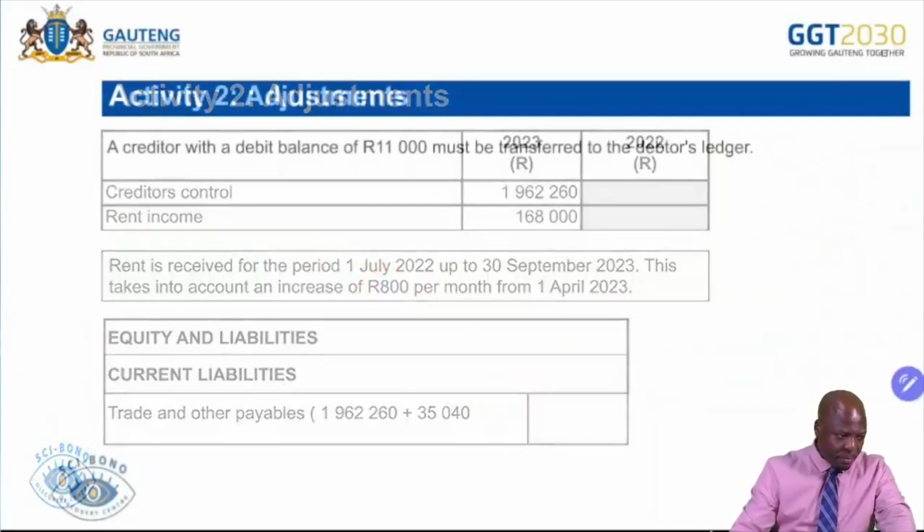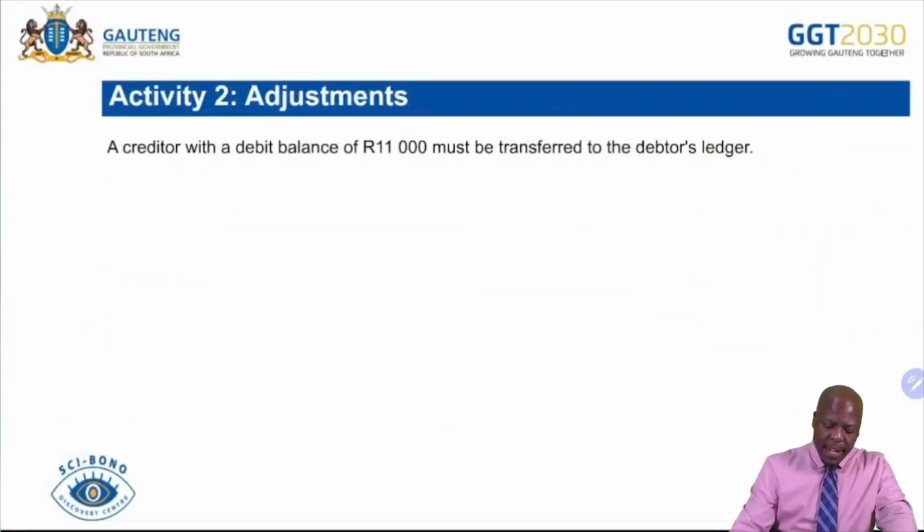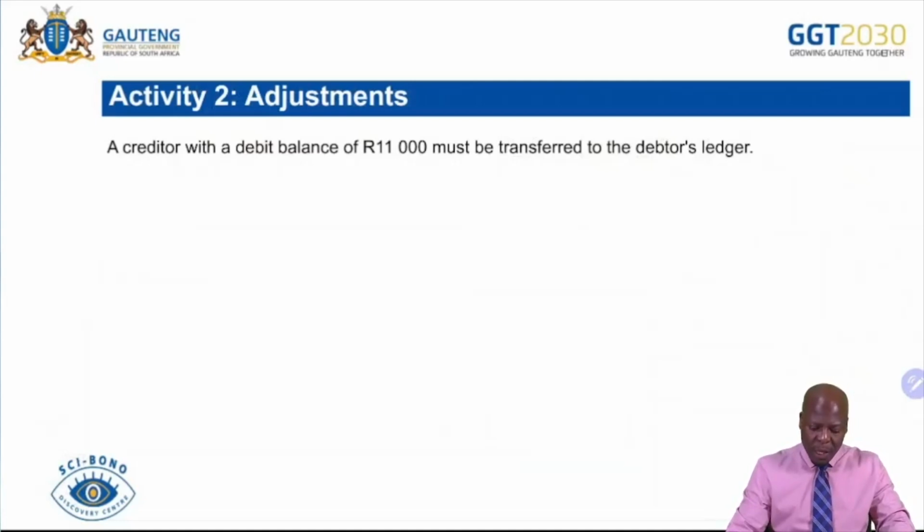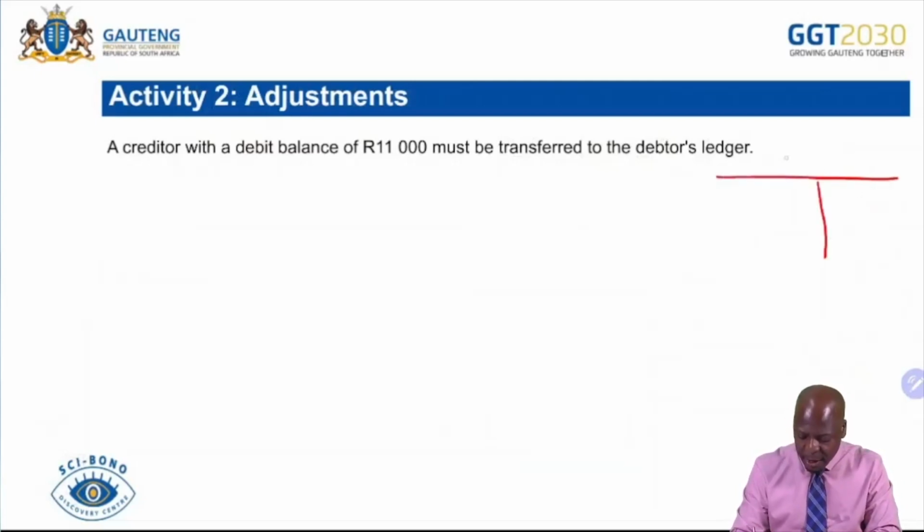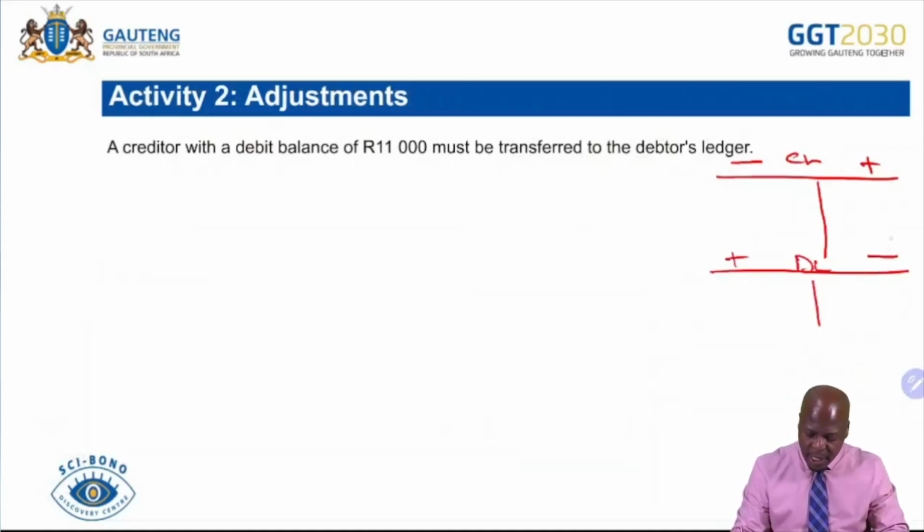Okay, let's do that. The next adjustment says a creditor with a debit balance must be transferred to the debtor's ledger. Okay, so if we have a creditor, so here I have my creditor's ledger, here's a plus and here's a minus, and here I'm going to have my debtor's ledger, which is a plus and here's a minus. A creditor with a debit balance, so here's a debit balance of 11,000, must be transferred to the debtor's ledger. If I'm transferring this to the debtor's ledger, I'm bringing 11,000 here, which to complete double entry, I'm going to bring 11,000 here. So my signs are going to be a plus and a plus.